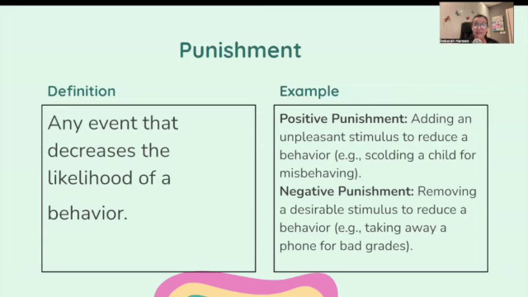Punishment, any event that decreases the likelihood of a behavior. So positive punishment, adding an unpleasant stimulus to reduce a behavior, for example, scolding a child for misbehaving, or negative punishment, removing a desirable stimulus to reduce a behavior, taking away a phone for bad grades.